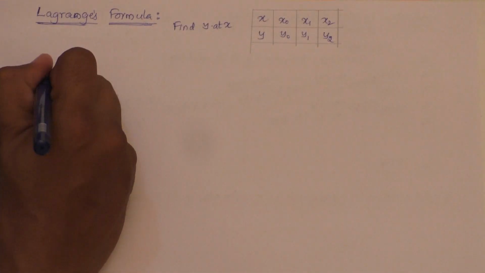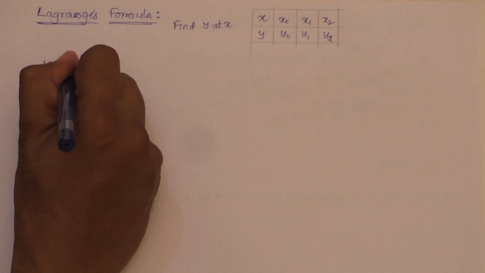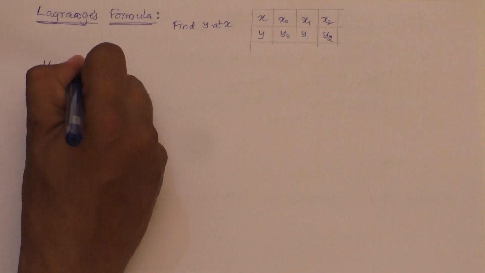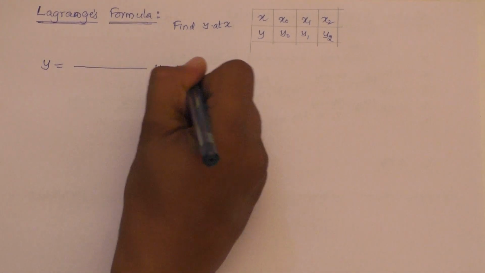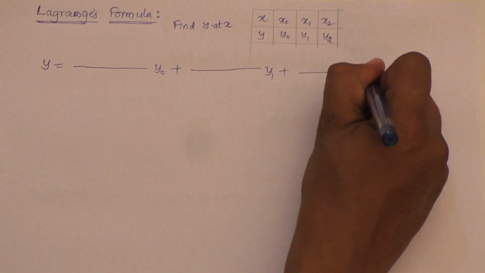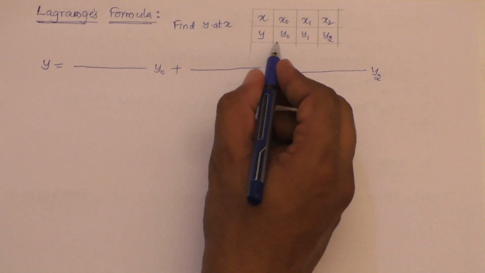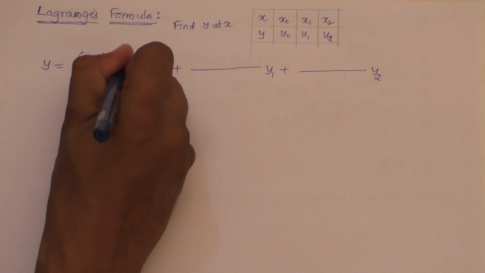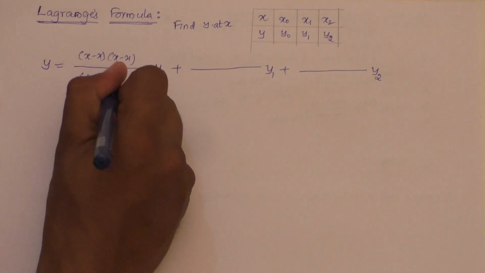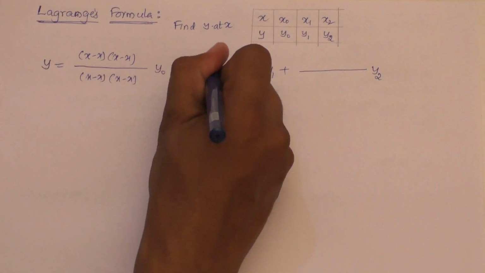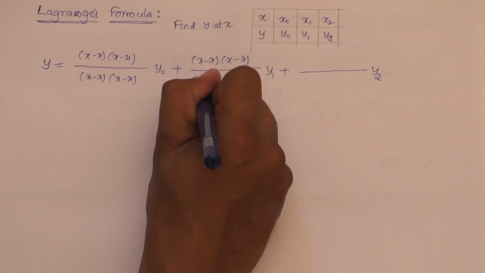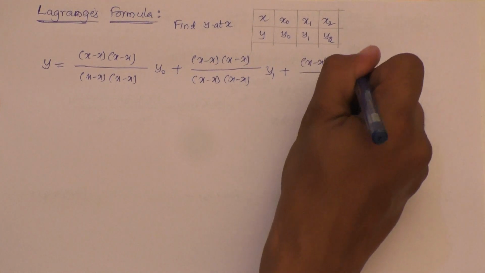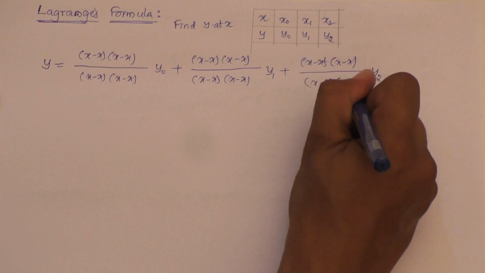So to find y, that is f of x at x, here 3 terms, so we can write a divided by, y naught, a divided by, y1, a divided by, y2. Now 3 x values means 2 differences, so numerator has 2 differences, x minus x, x minus x, and the denominator also has 2 differences, x minus x, x minus x.